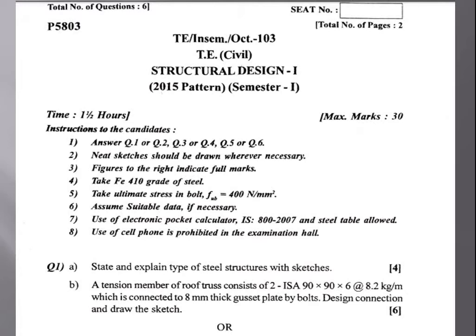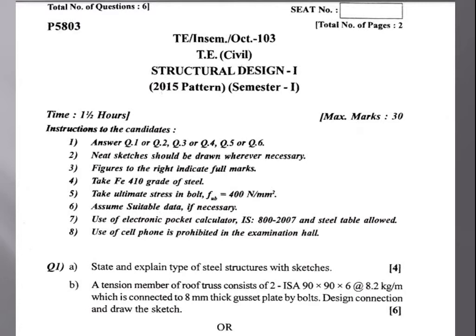Now let's discuss question number 1. Question 1A: state and explain types of steel structure with sketches. This is for 4 marks. In that, you have to write down the 4 types of steel structures with sketches, and you have to write around 1 or 2 sentences as answers.